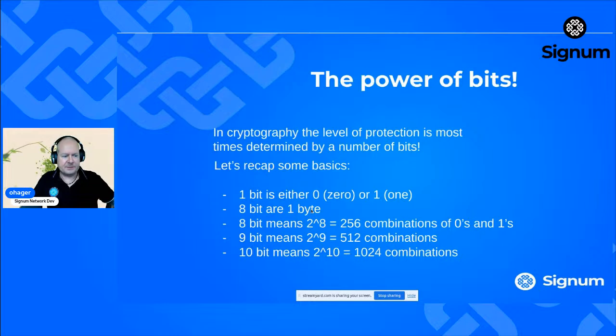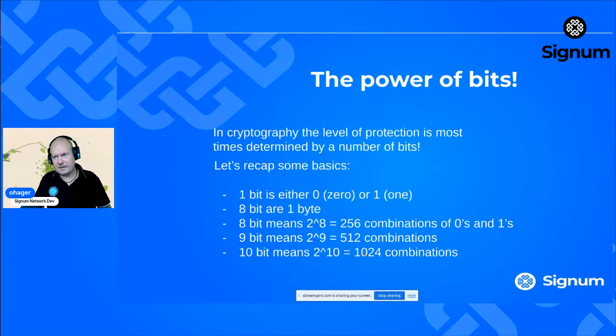8 bits are 1 byte. 8 bits means we have 2 to the power of 8 possible combinations, which is 256 combinations of zeros and ones. We have 8 zeros and ones in a row, and then we can have exactly 256 combinations, including all zeros. When I increment the bit count by one, I'm not getting 257 combinations, I double it. So 9 bits means 512 combinations, while 10 bits means 1024 combinations.